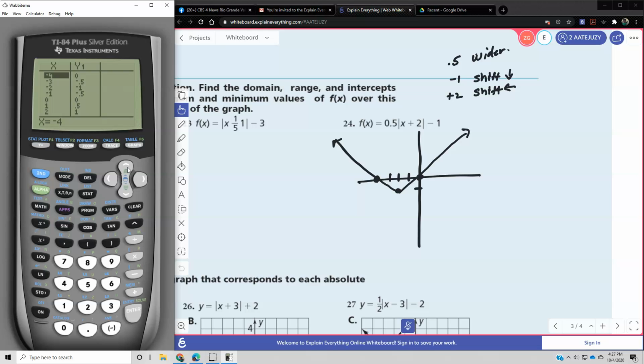The axis of symmetry. X equals -2. The x-intercepts, 0, 0 and -4, 0. The y-intercept is 0, 0. And those are the items that we had to find.